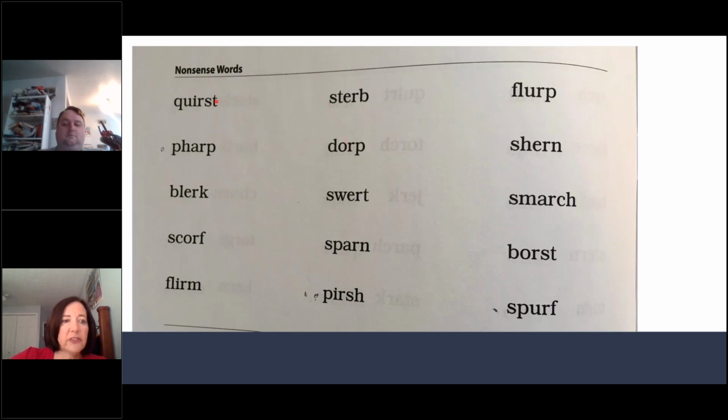We have quirst, farp, blurk, scorf, flurm, sturb, dorp, swert, sparn, hirsch, flirp, shern, smarch, borst, and spurf.